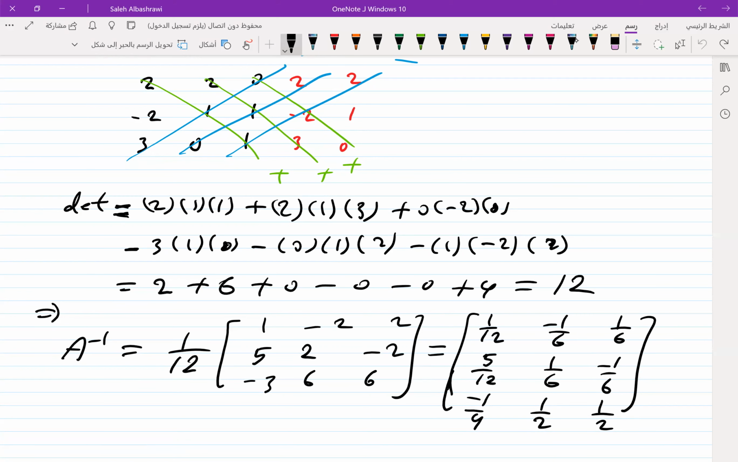So this is the inverse of the given matrix using the adjoint of the matrix A. A inverse equal to 1 over the determinant of A multiplied by the adjoint of the matrix A. And to find the adjoint is just to find the cofactors corresponding to the entries of the given matrix and then find the transpose. That will give me the adjoint, and then we can find the inverse of the given matrix A.